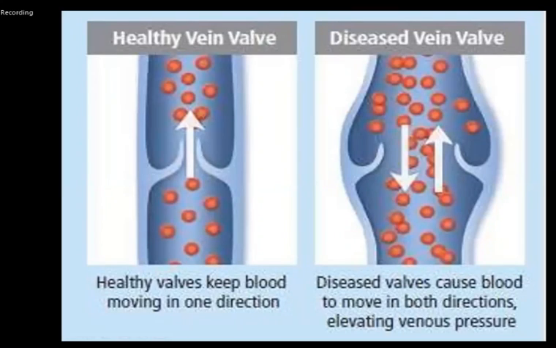Now see these two pictures. On the right side there is a healthy vein with its intact valve. It allows only blood flow in one direction. And in the other picture you see there are dilated veins, and the valves are apart from each other, they are defective, so they will cause the blood flow to move in both directions, and this reverse flow will cause an elevation of the venous pressure.